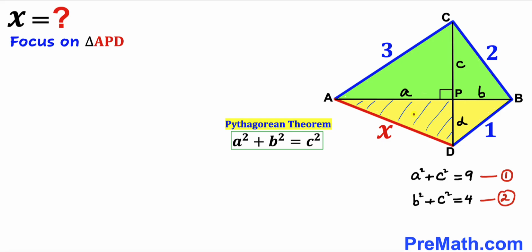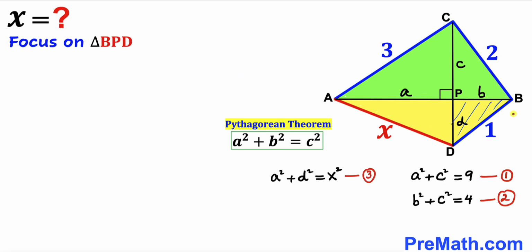Now we are going to focus on this right triangle APD, and apply the Pythagorean theorem on this triangle as well. In our case, our hypotenuse is x, whereas our two other legs are a and d. Let's fill in the blanks in this formula. We get a square plus d square equals x square. And I'm going to label this as our equation number 3.